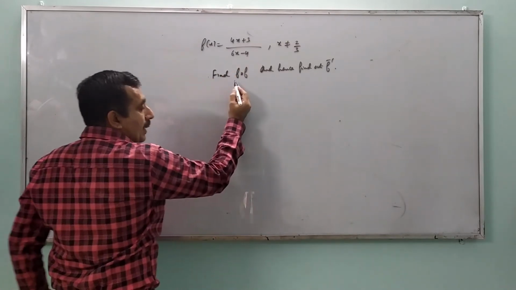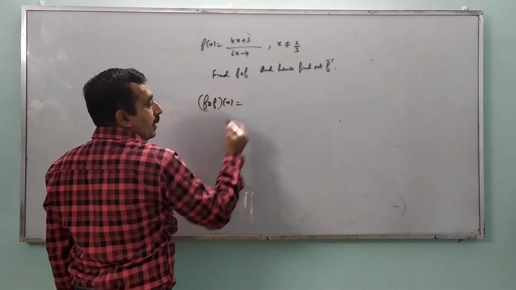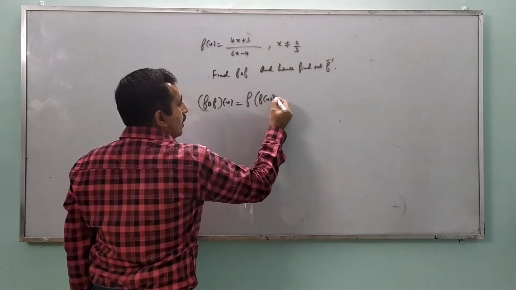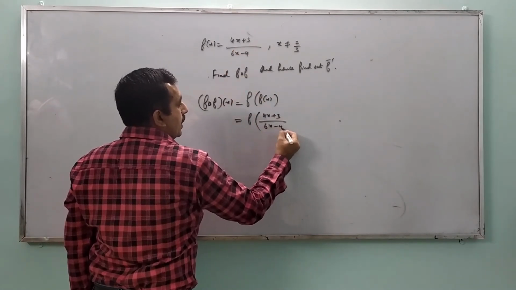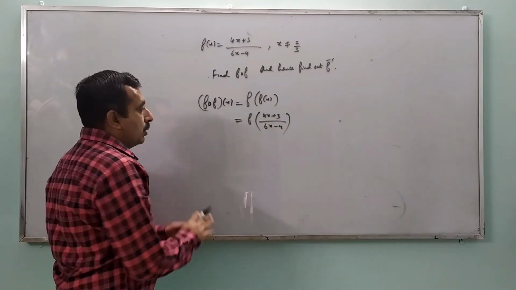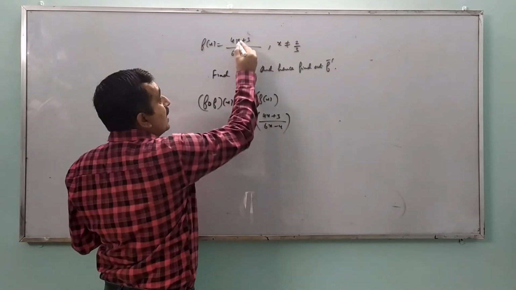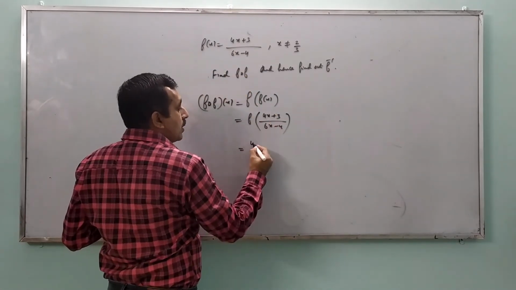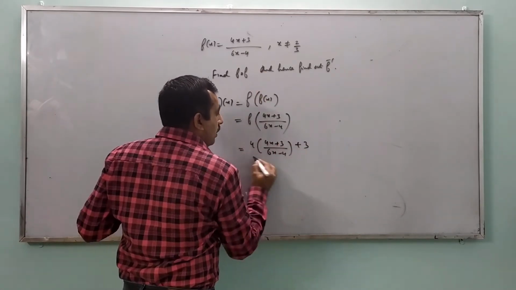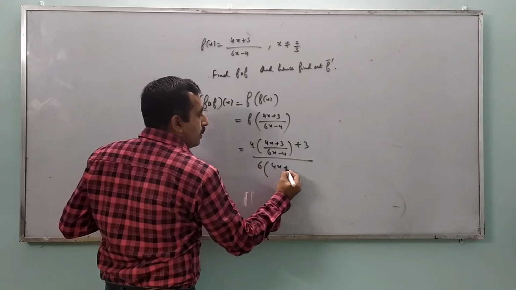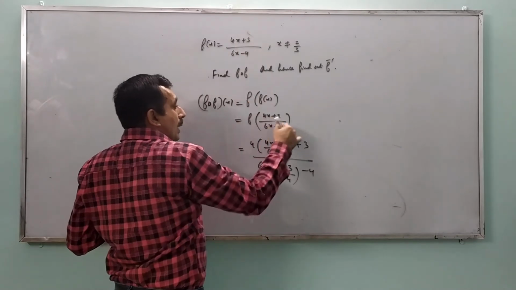So the first step, I have to find f of f. I will start with f of f of x, which is f of f of x. Firstly write the value of f of x, it is 4x plus 3 upon 6x minus 4. Now this whole value will become x for this f. So wherever there is x, you write this value. So it is 4 multiplied by 4x plus 3 upon 6x minus 4, plus 3, divided by 6 multiplied by 4x plus 3 upon 6x minus 4, minus 4.